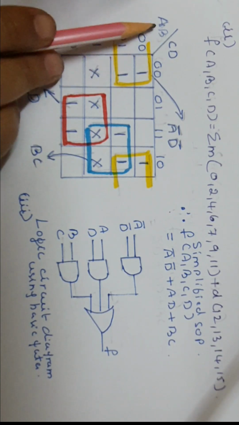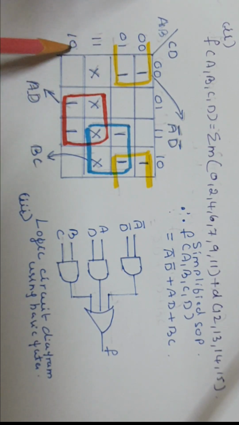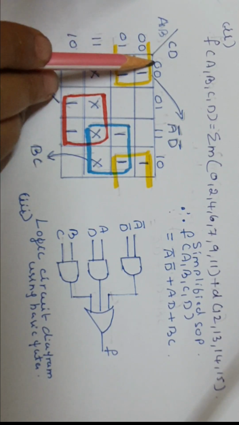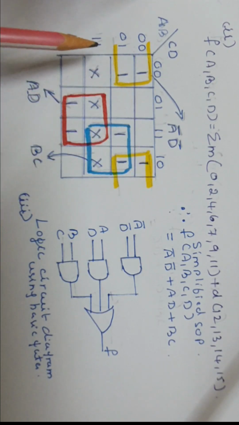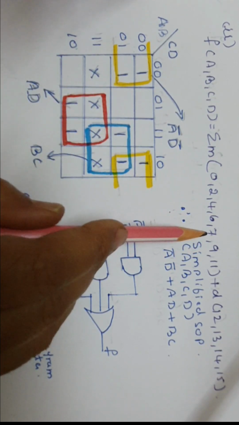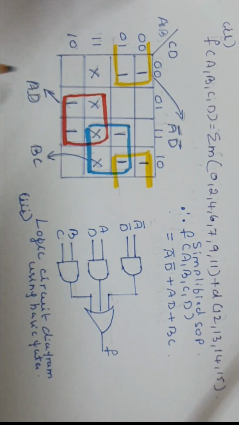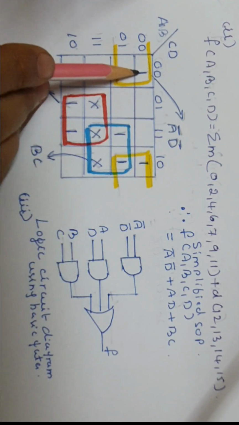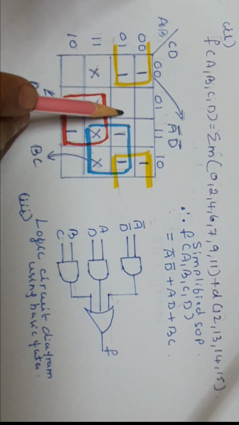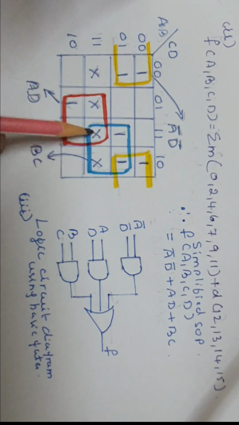That is drawn here. A, B, C, D inputs are written here. For A, B the 4 input combinations 0, 0, 0, 1, 1, 0, 1, 1 are written here. For C, D also 0, 0, 0, 1, 1, 0, 1, 1, 4 input combinations are written here. Afterwards, seeing this expression, in their place in the K map 1 has to be filled. This is the SOP equation. So minterm 0 place, 1, 2, 3, 4, 5, 6, 7, 8, 9, 10, 11, 12, 13, 14, 15. So these are the minterm places in the K map.